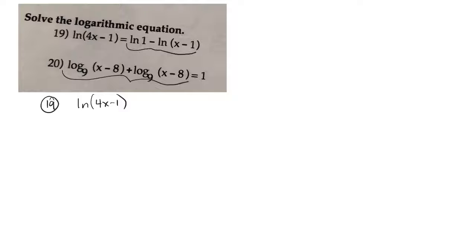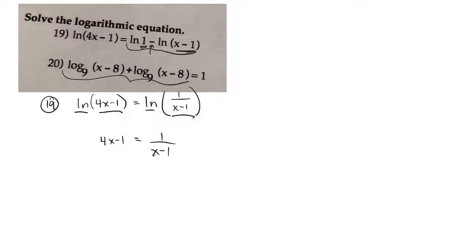So in 19, I'm going to squish these using, because this is a minus, the quotient rule. So instead of writing two lns, I'm going to write one ln, and it's the quotient of those two things that you're taking the ln of, the 1 and the x minus 1. Now I use the property of logarithmic equality to say if I'm lnning this and lnning this, then whatever's inside those brackets has to be the same thing. So in other words, 4x minus 1 must be equal to 1 over x minus 1.